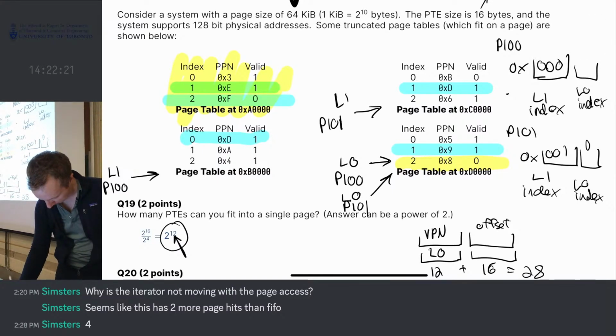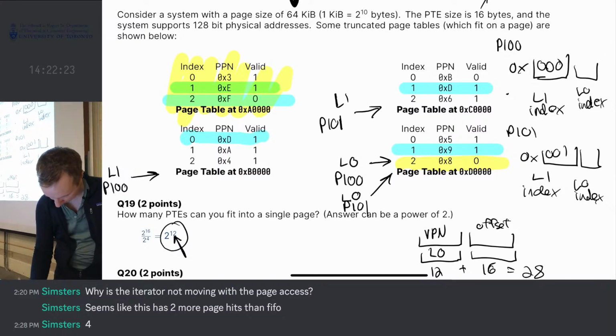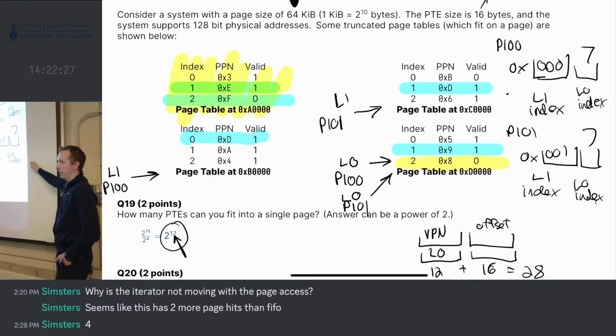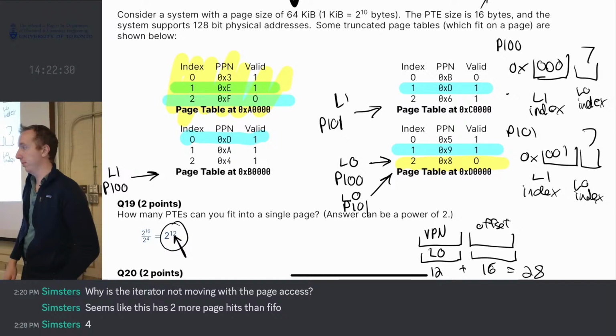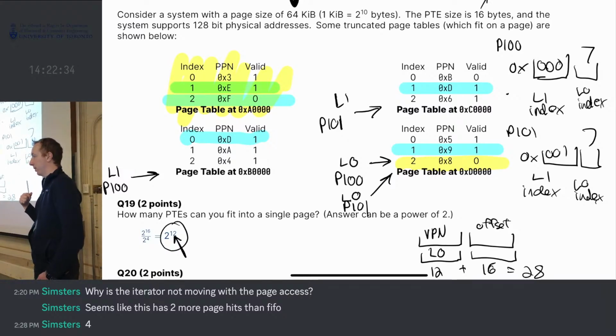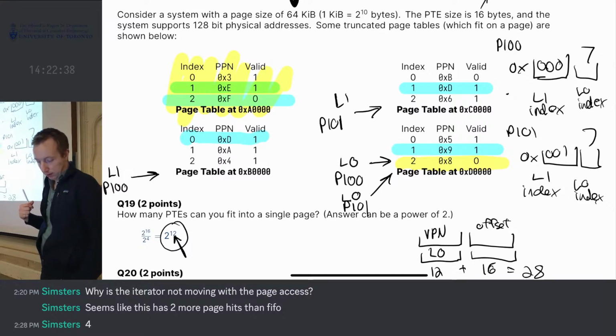So if I have this and like that, that also maps to the same physical page because it's using the same L0 page table. So, good. Any questions about that? Yep. Why did this question support a 128-bit physical address? Was that just to trip us up or something?